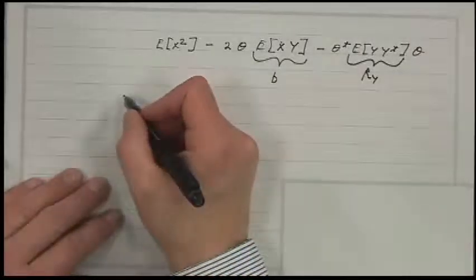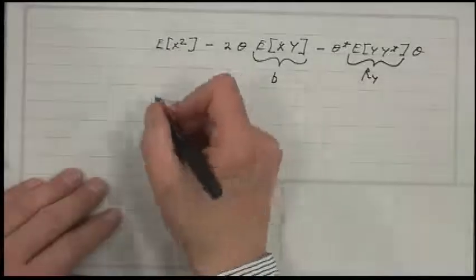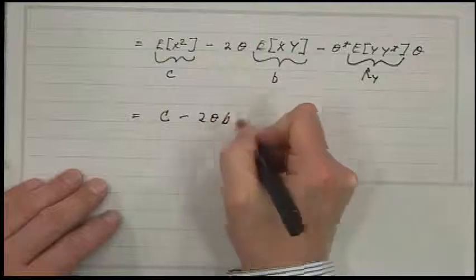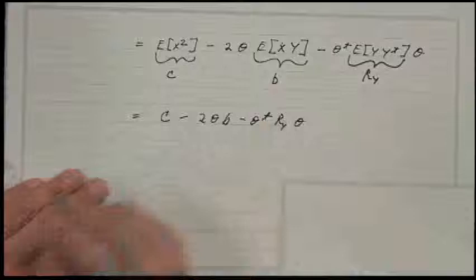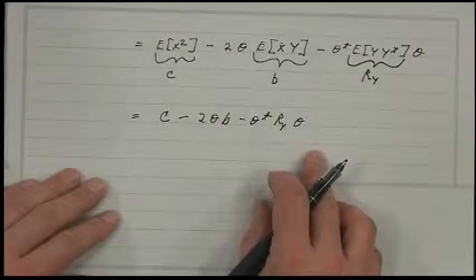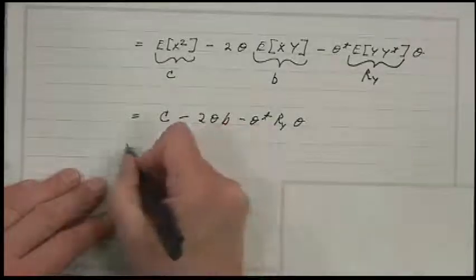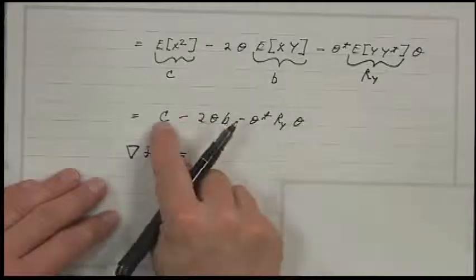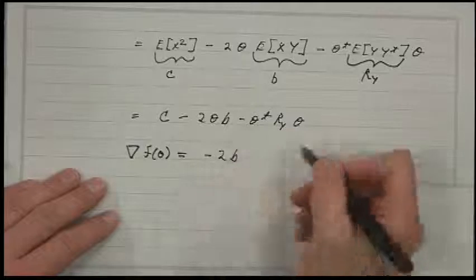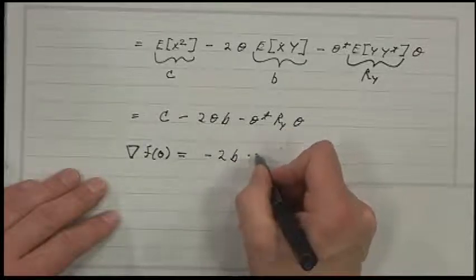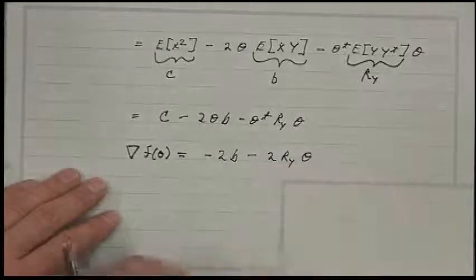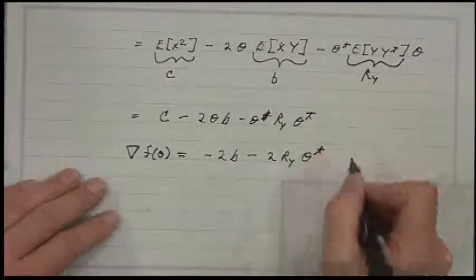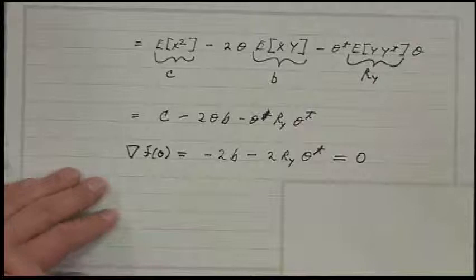So now I want to minimize this. If I want to minimize it, I compute the derivative. This first term I'm just going to call c. So this whole thing is equal to c minus 2 theta b plus theta R_y theta transpose. Now I want to find the minimum of this, because this is the mean square error. So I compute the gradient of this function f of theta, and the derivative of c is 0. So this is minus 2b, and then plus 2 R_y theta transpose. And that whole thing has to equal 0, because the gradient has to be 0 at the minimum.